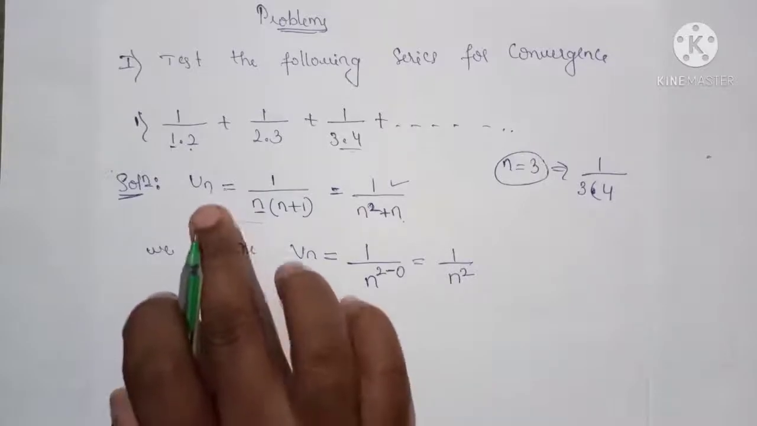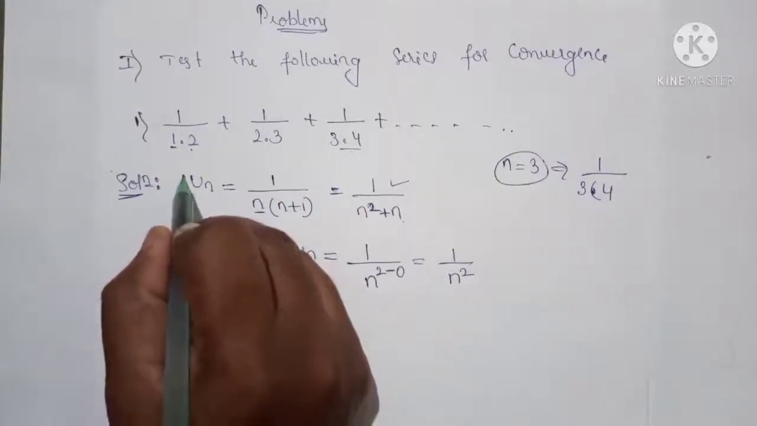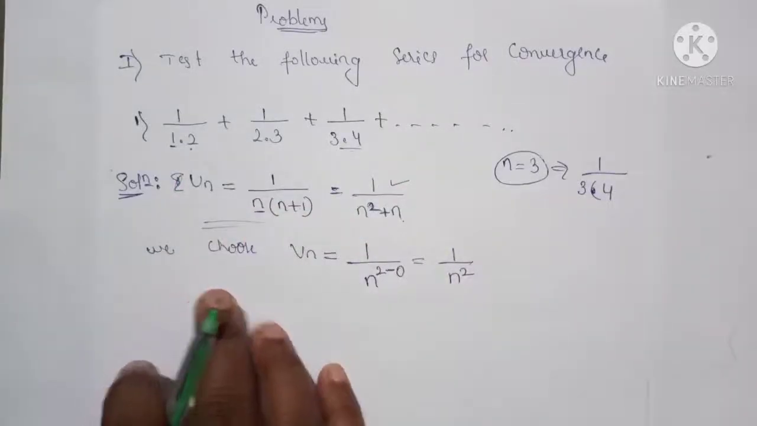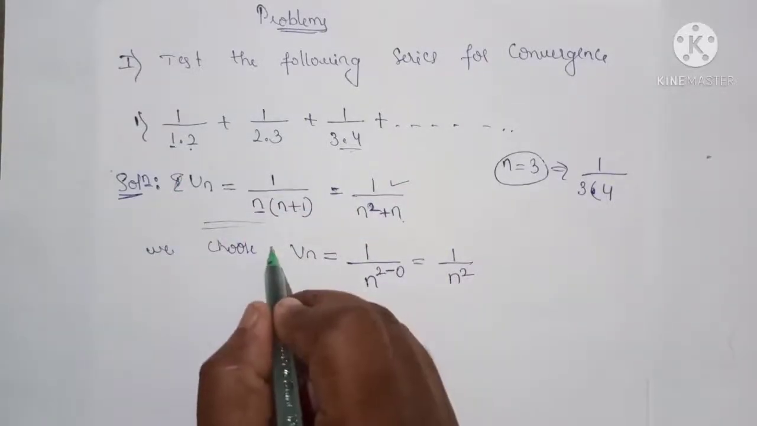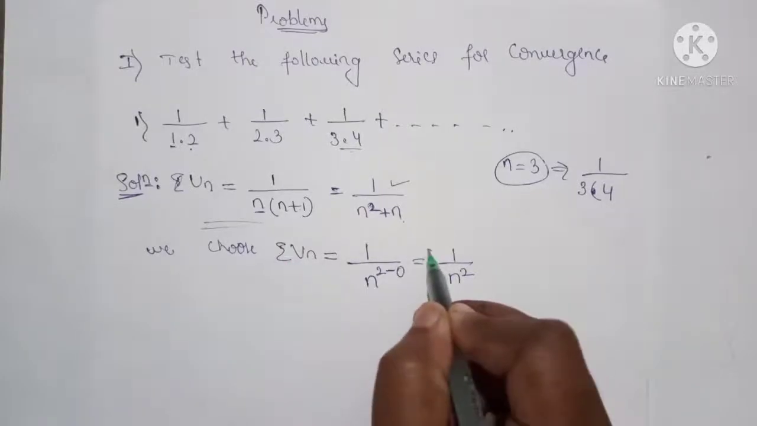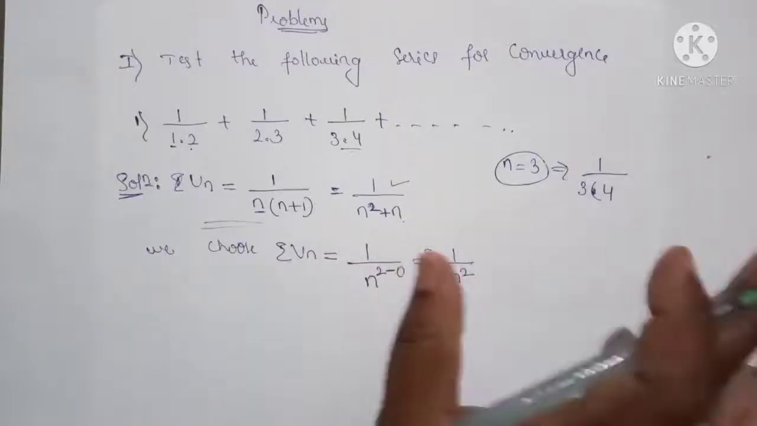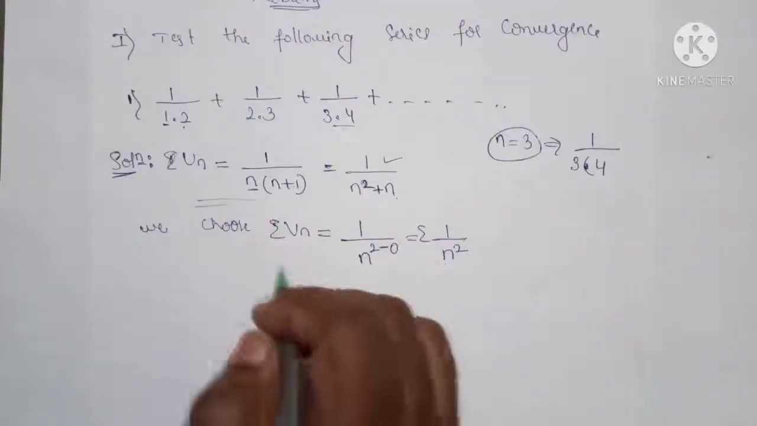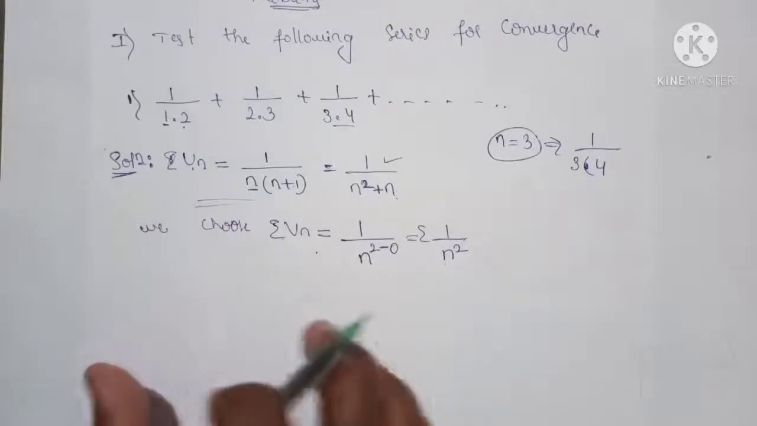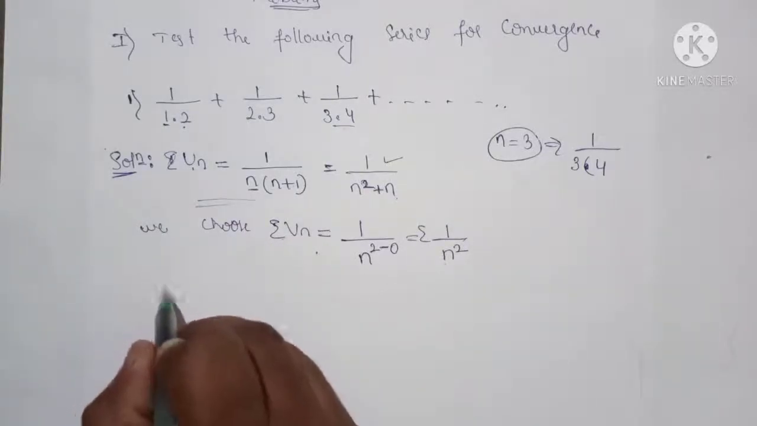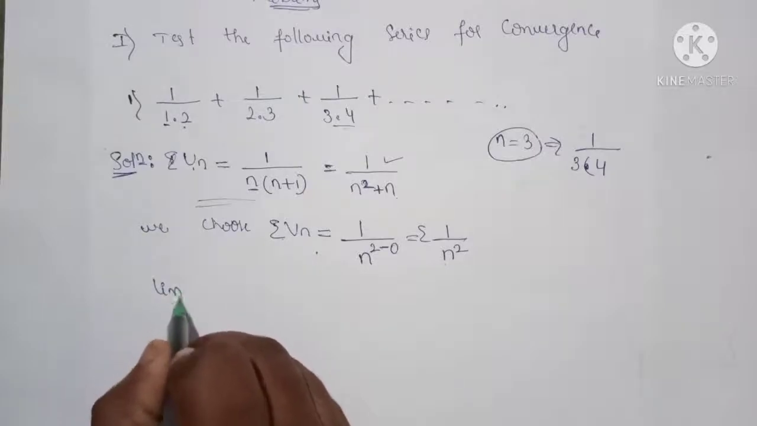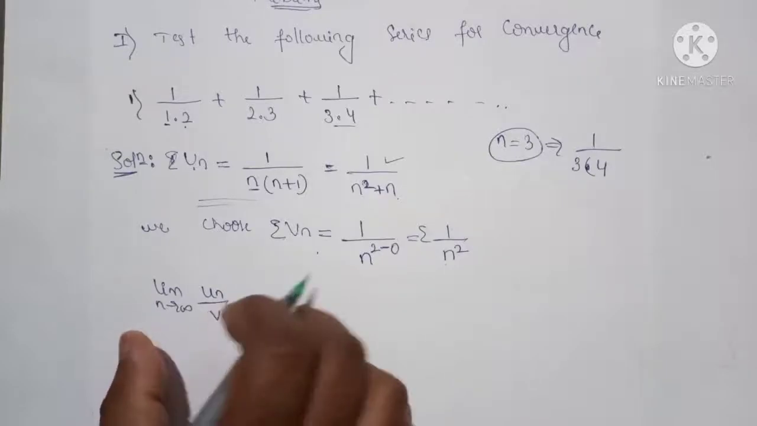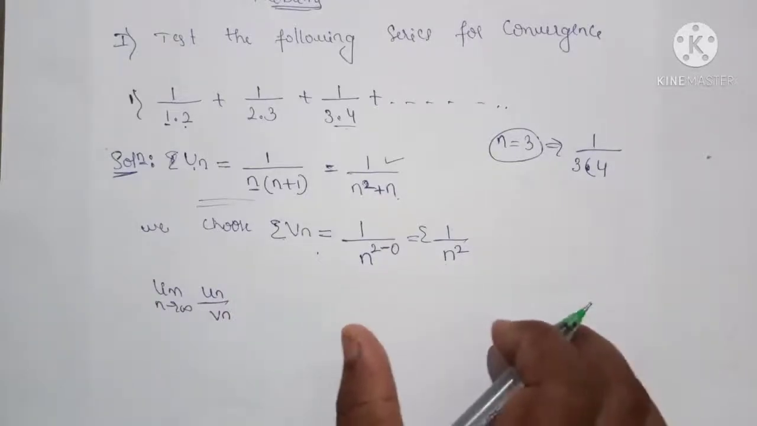Okay, now we have un and Vn. So we have chosen summation Vn equal to summation 1 divided by n square. We have chosen this other series. Now we compare un and Vn by the comparison test. That is, we consider the limit as n tends to infinity of un divided by Vn. If it is finite and non-zero, then un and Vn behave the same.